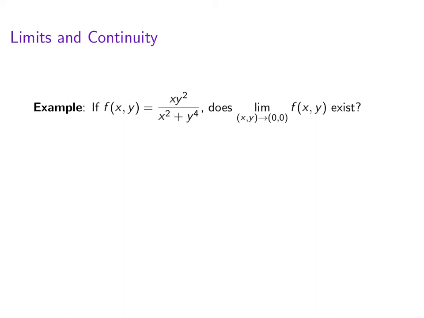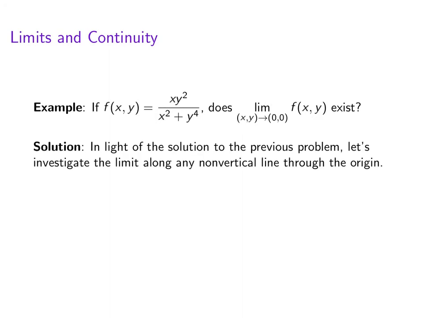Hello, calculus fans. Let's try the function f of xy equals xy squared over x squared plus y to the fourth. And now let's ask if this limit exists as xy approaches 0, 0. Now, because of what we saw in the previous problem, let's try to look at the limit along any non-vertical line through the origin.